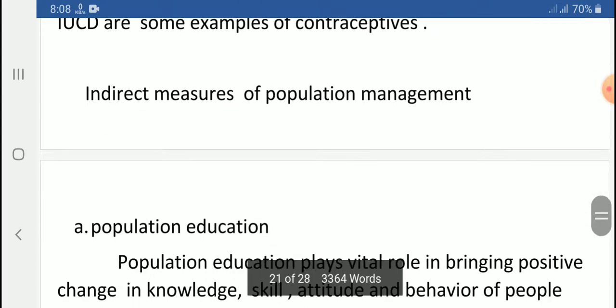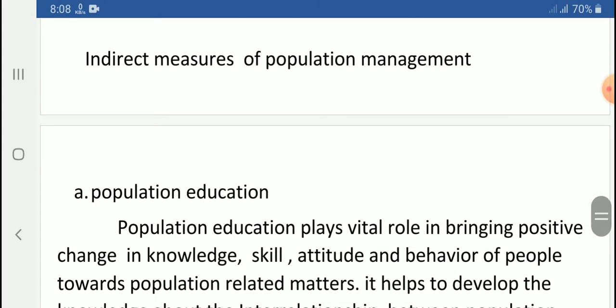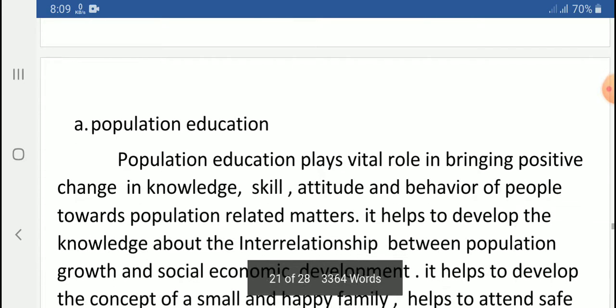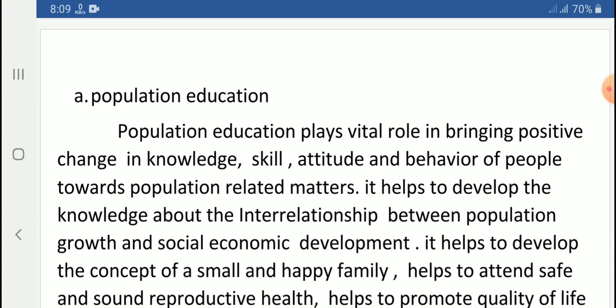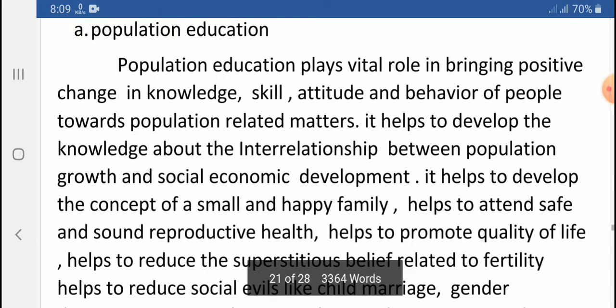Now let us discuss indirect measures of population management. Indirectly, it means making people aware and conscious about population management. So we can go through population education. Population education plays a very important role in managing population. You can just go through here.